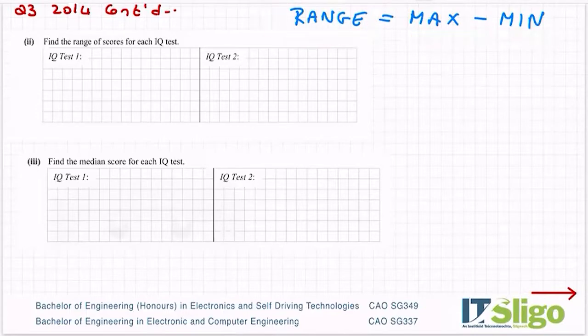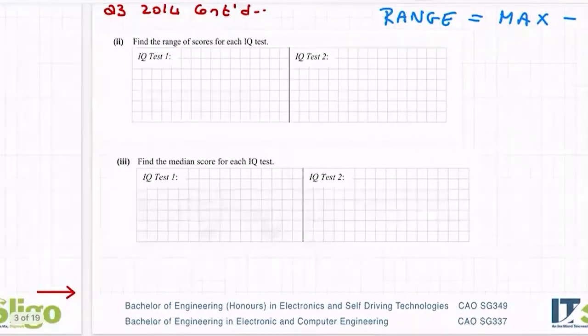So for example, if I asked you what was the range of ages in your class, you would take the age, probably in years and months, of the oldest person, and you'd subtract off it the years and months of the youngest person in the class. So that would be the range of ages. So we're going to look at the range of scores, okay?